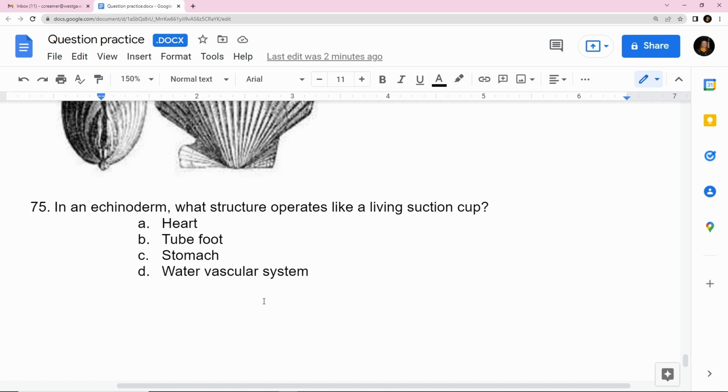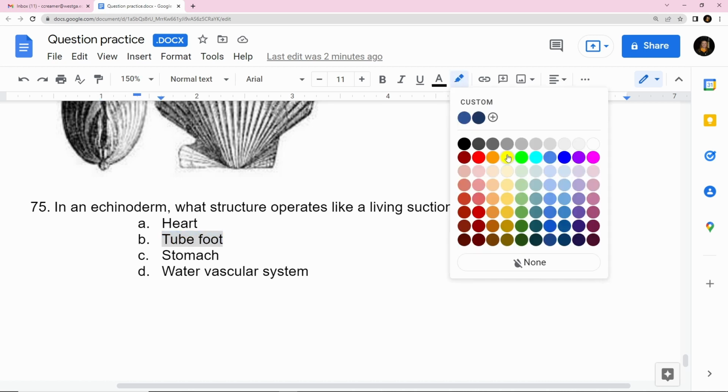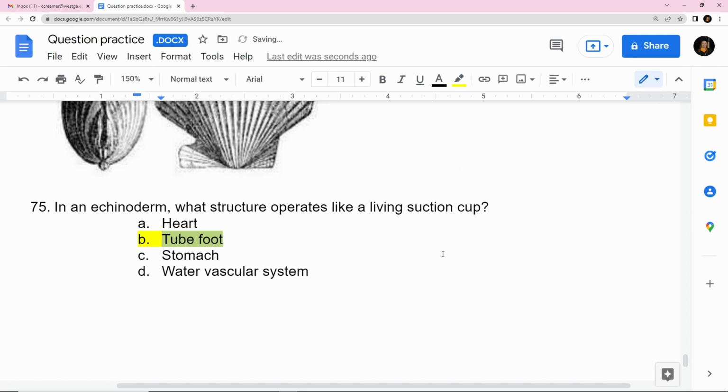And last but not least, in an echinoderm, what structure operates like a living suction cup? The heart, the tube foot, the stomach, or the water vascular system? If you said tube foot, you would be correct. And that is it for our basic review.